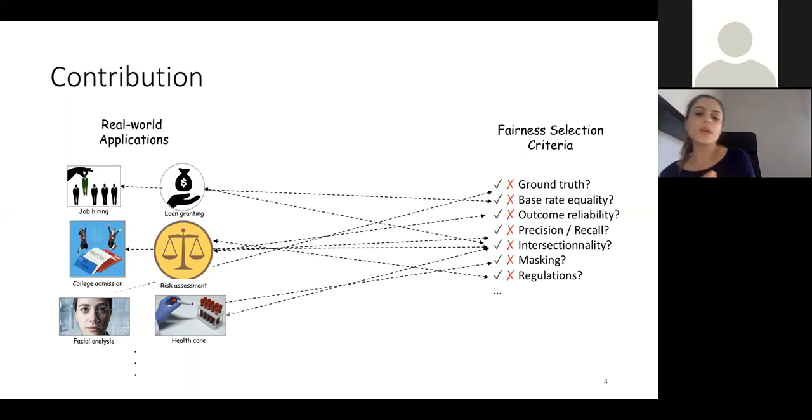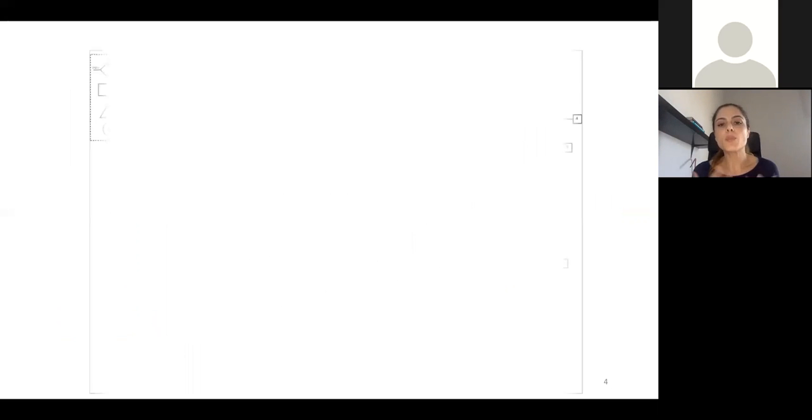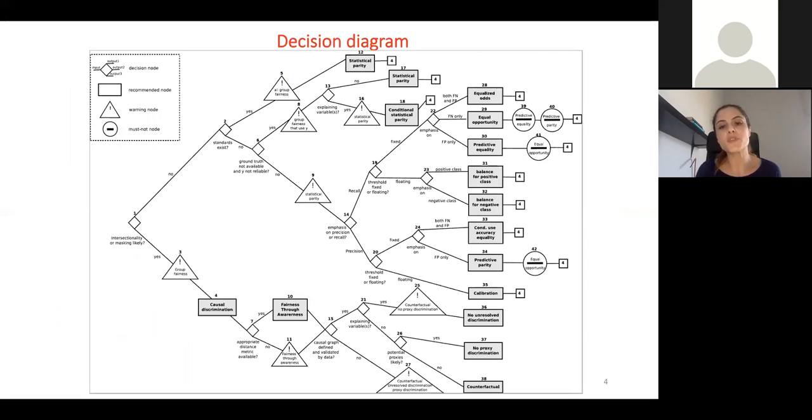Now, these two elements are fitted to provide the most suitable fairness notion in every specific setup using a decision diagram. Basically, this diagram can be used by practitioners and decision makers to navigate the relatively large catalog of fairness notions. Here the rectangle indicates that a fairness notion is recommended to use. The triangle represents that a fairness notion is not suitable to use, and the circle indicates that a fairness notion must not be used.